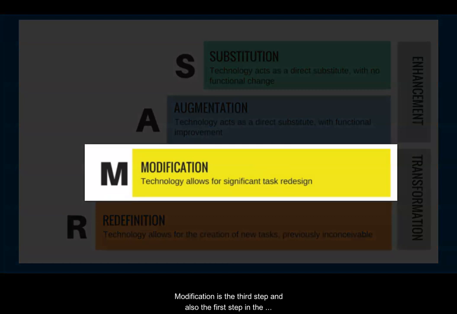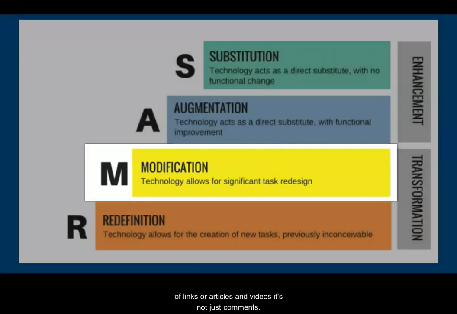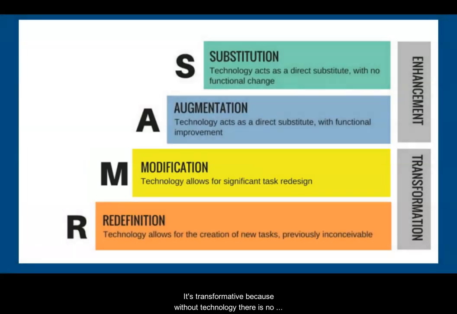Modification is the third step and also the first step in the transformative phase of this model. In this step, technology allows for significant task redesign rather than the lesson and objective changing. Back to our writing assignment. Instead of just turning in the paper, it is posted to a class blog where students can leave feedback for other students in the form of links or articles and videos, not just comments. It's transformative because without technology, there is no other way to peer edit without face-to-face interactions.